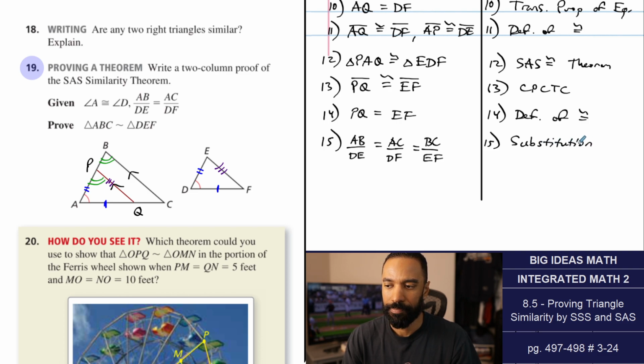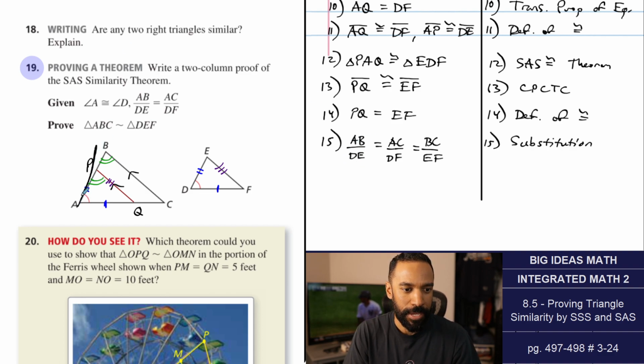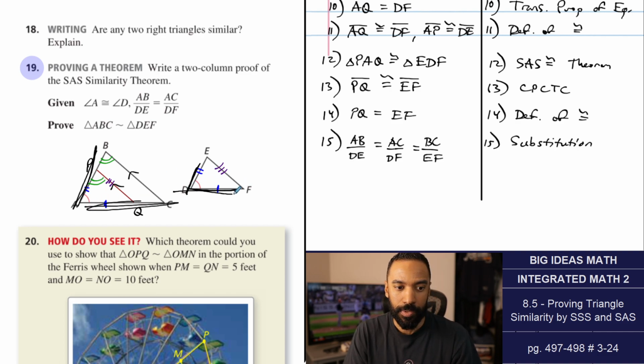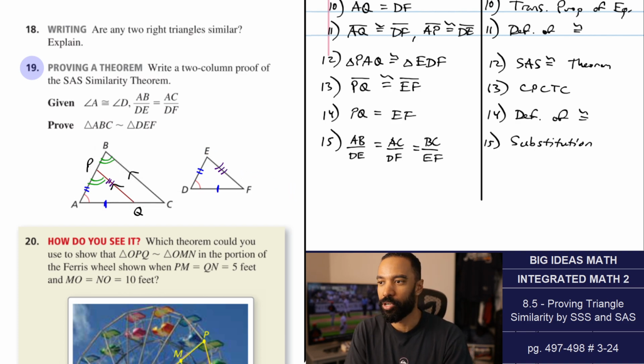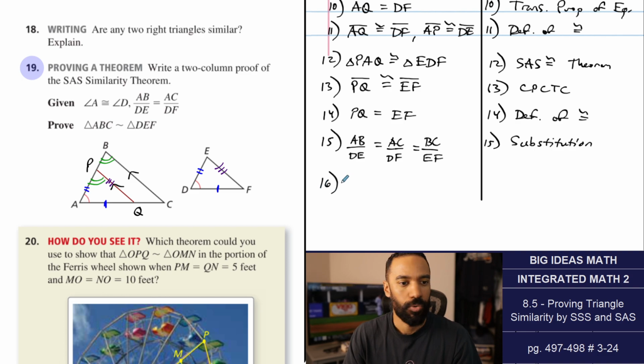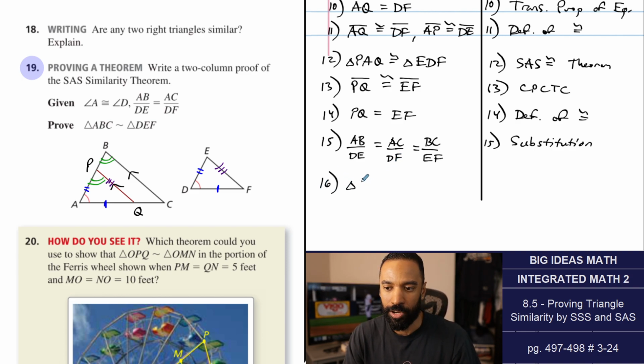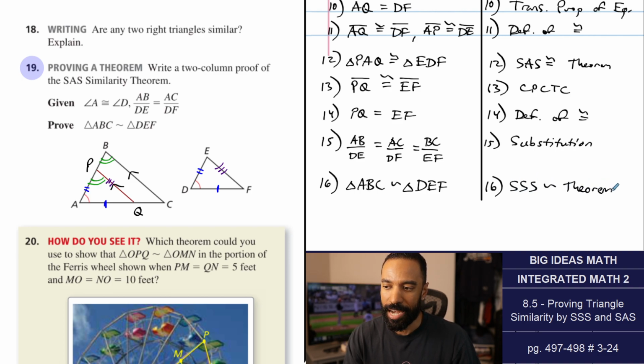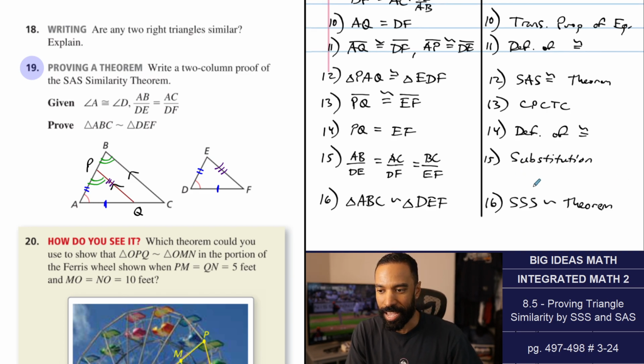Substitution property of equality. And if these are in proportion, check that out. AB in proportion with DE. AC, and I wasn't looking at the diagram, now I am, AC with DF and BC with EF in proportionality. Those are in proportion, therefore these two triangles are similar. Which ones? ABC, I'm looking at the proving statement. Triangle ABC is similar to triangle DEF by side-side-side similarity theorem. So I proved the side angle side similarity theorem using the side-side-side similarity theorem ultimately.